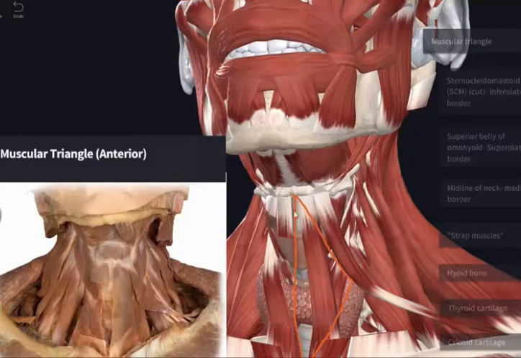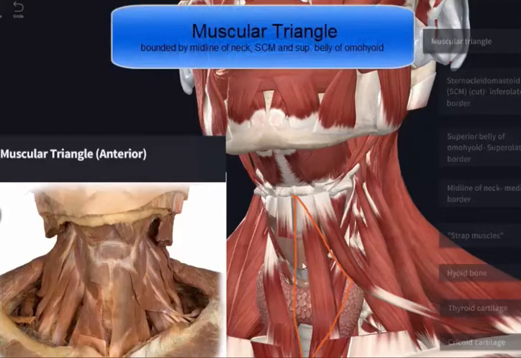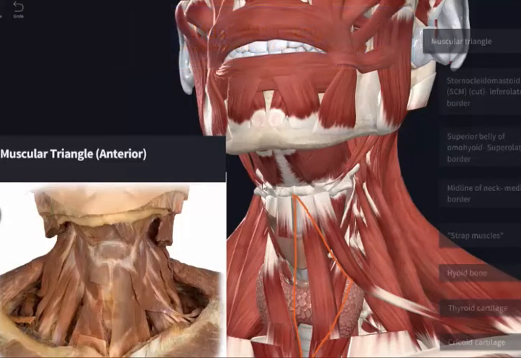And you can see one of them would be the midline of the neck, medially, and then superolaterally you actually have this little part here, this belly of the omohyoid, so that's going to be the superior belly of the omohyoid because the inferior belly is down here. And we've removed a little bit of the sternocleidomastoid, but the sternocleidomastoid would actually make up the inferolateral border, whereas the superior belly, the omohyoid, makes up the superolateral border.